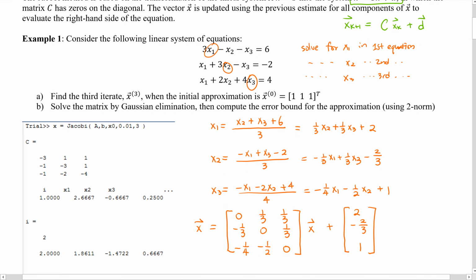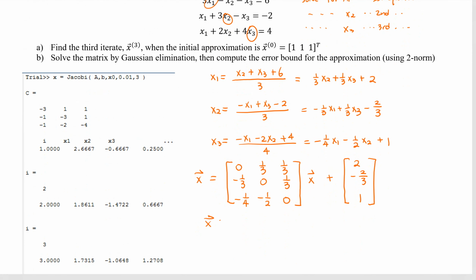See, now we have the form x equals Cx plus d. This is matrix C times x plus this is the vector d. So far, so good, everybody? So this formula can help us to generate an iterative scheme. Okay? So now we can use x_{k+1} equals C times x_k plus d. So far, so good, everybody?